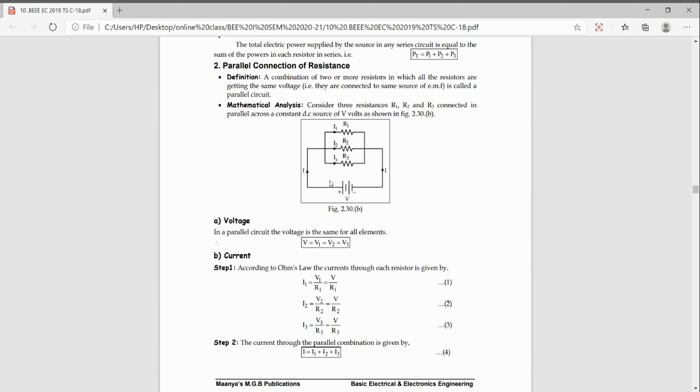So we have to find out the current values. According to Ohm's law, the current through each resistor is given by I is equal to V by R. Likewise, I1 is equal to V1 by R1, I2 is equal to V2 by R2, I3 is equal to V3 by R3. Here we know that V1 is equal to V2 is equal to V3, which is equal to the total voltage. So in place of V1, V2, V3, I'm substituting the V value. So I1 is equal to V by R1, I2 is equal to V by R2, I3 is equal to V by R3. I am labelling these equation 1, equation 2 and equation 3.